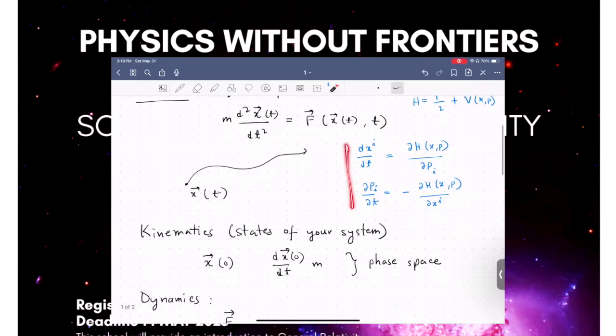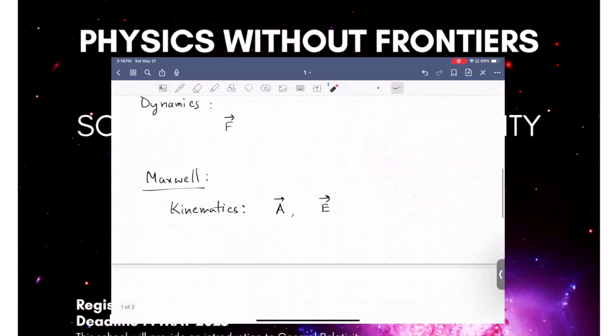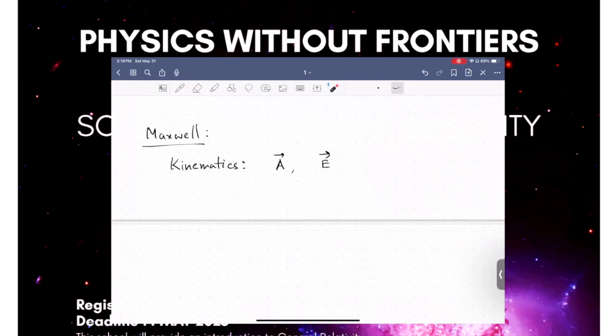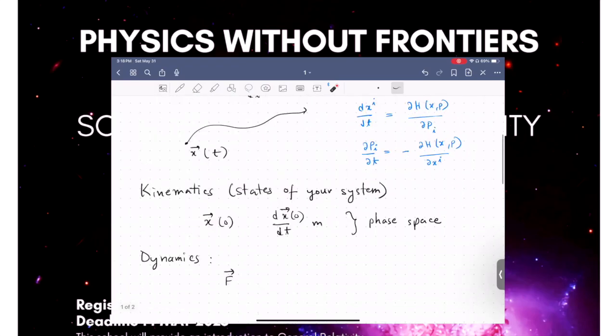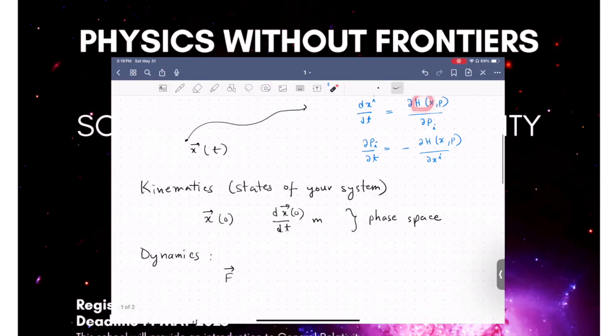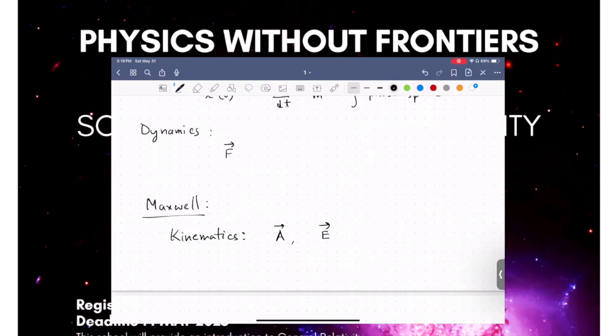Sometimes we may favor this type of formulation because here we explicitly use the coordinates of your phase space, so these positions and momentum, as opposed to here we explicitly only see the position. Right? Okay. So in case of Maxwell, the analog is that the state of a system is described by a vector potential and an electric field. And the role of the dynamics is played by some version of this Hamiltonian, which we can write down explicitly.